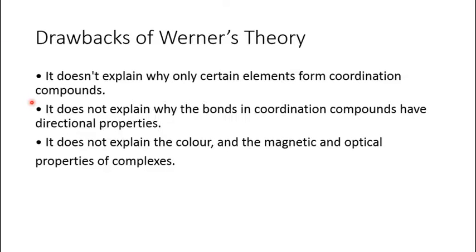So what are the drawbacks of Werner's theory? Werner's theory could not explain why certain elements form coordination compounds. It was the main drawback, where it could not explain why only certain elements form coordination compounds. It also could not explain why the bonds in coordination compounds have directional property. So the shape of the molecule could not be explained according to Werner's theory. And the third drawback is it could not explain the color, the magnetic and the optical properties of the complexes. So these are the drawbacks of Werner's theory.